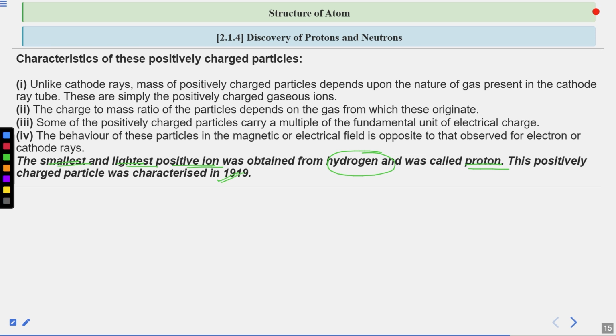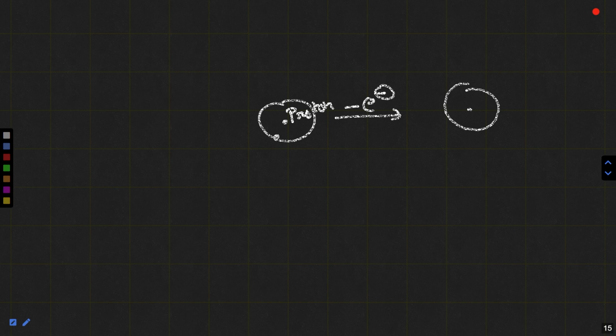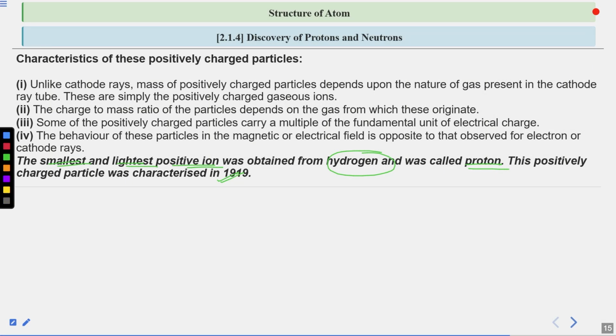Now, what is the meaning of this? Whenever we take a hydrogen atom, it will have one electron and one proton. No neutron is present in hydrogen. When we take out the electron from it, what is left? Only the proton. So when this electrical discharge was done for hydrogen, its electron was removed, and the only thing left was the proton. And this was discovered in 1919.